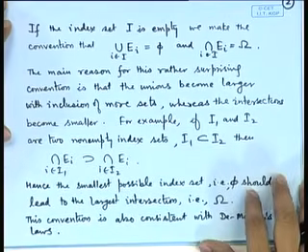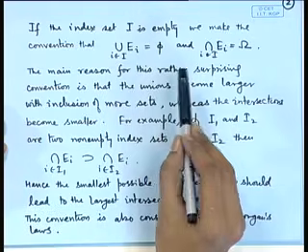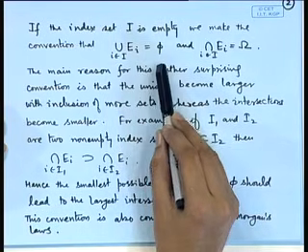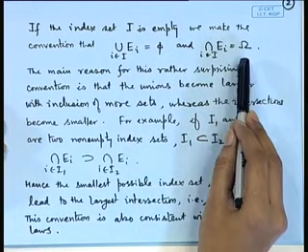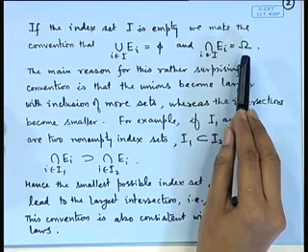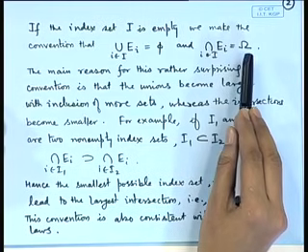We introduce some further conventions and notations. If the index set I is empty, we make the convention that the union of E_i's is empty, and also the intersection of E_i's is the full set omega. The second of these conventions looks to be rather surprising.